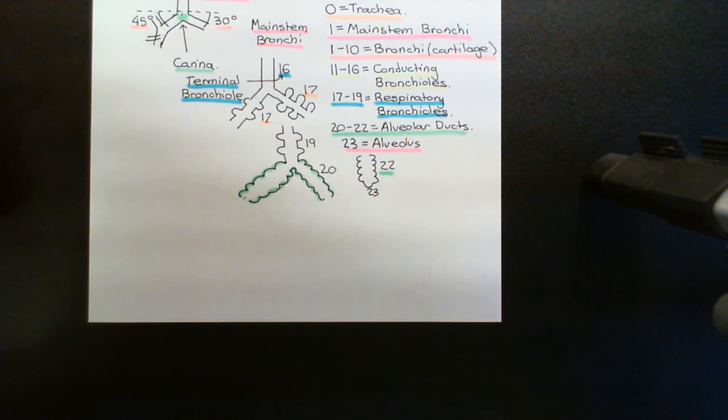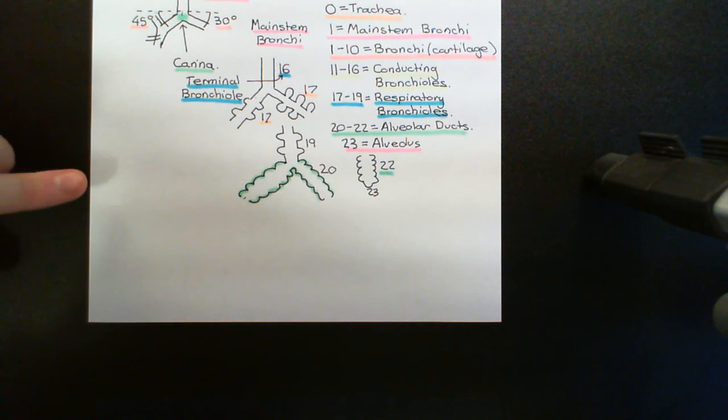So we're going to start off by discussing the histological structure of a bronchus. Then what we'll move on to is the histological structure of a bronchiole, firstly a conducting bronchiole, and then onto the smaller respiratory bronchioles, and then finally we'll go on to alveolar ducts and alveoli. Okay, so let's start off with a bronchus.